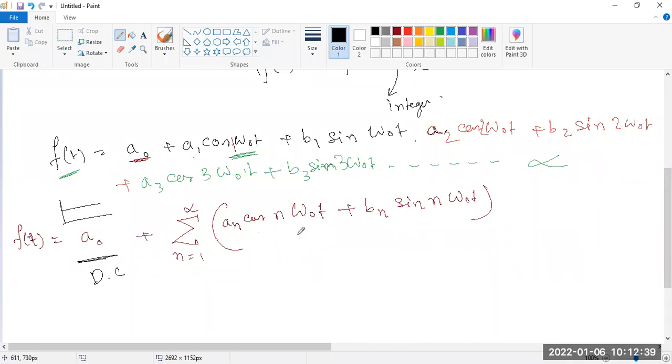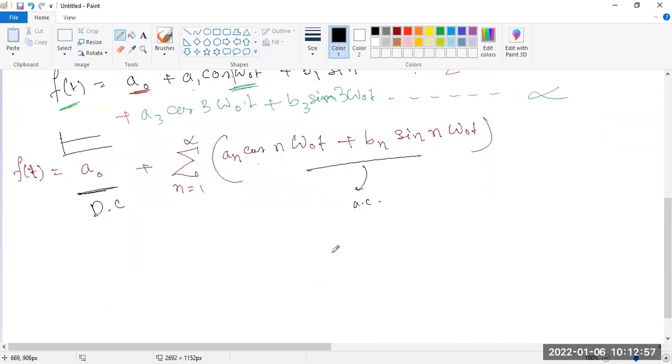If you take some signal, you can see there is a summation of a DC signal and some AC signal. This term is your AC term, meaning alternating term, and this equation is called the trigonometric Fourier series.